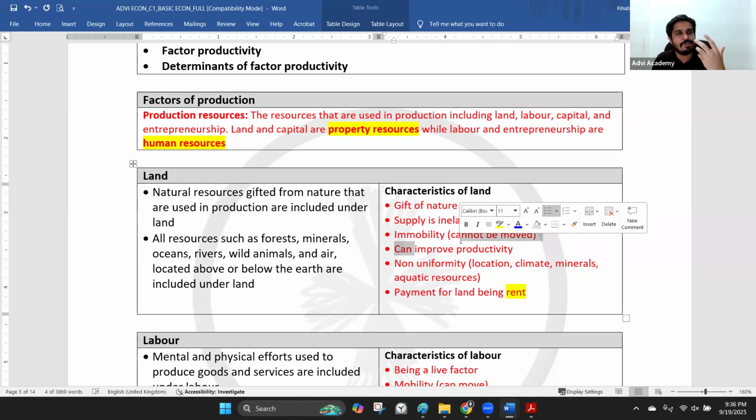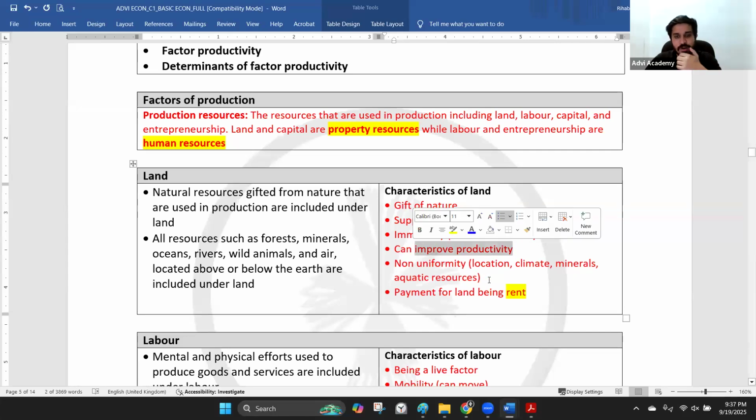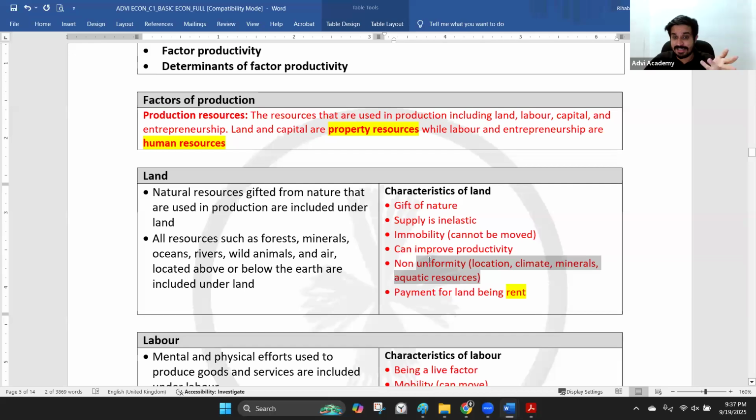Or more or less, think about the fish itself. Immobile is one of those important factors. You can't technically uproot a tree and plant it in another place. It'll die, basically. You can to a certain extent, but immobile is one characteristic that is there. We can improve the productivity, and there is non-uniformity. From place to place, it changes. Location is different, climate is different.